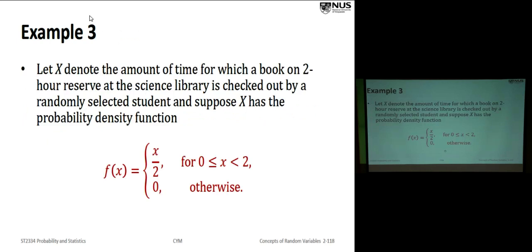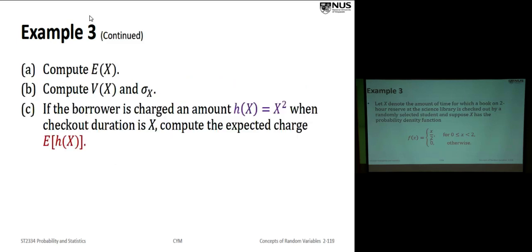So our third example, again, is something very similar. We have a random variable x. It's the amount of time for which a book on 2-hour reserve at the science library is checked out by a randomly selected student, and suppose that the random variable x has this PDF. Okay, so you can see that the integral is the density function against a non-negative function. If you integrate between 0 and 2 of the function, you'll get back 1.